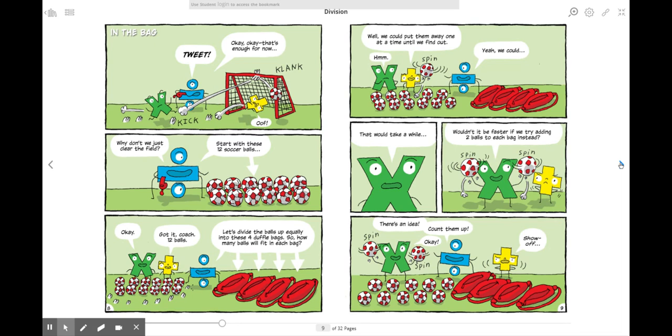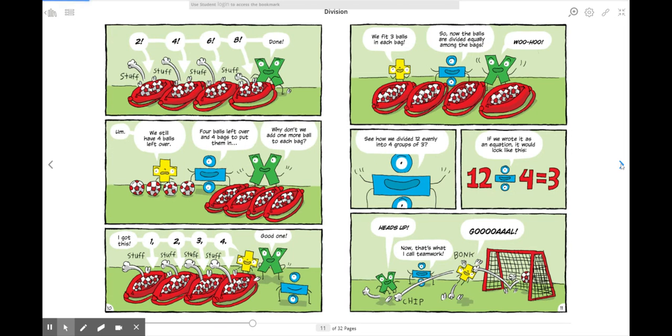Wouldn't it be faster if we try adding 2 balls to each bag instead? There's an idea. Count them up. Okay, show off. 2, 4, 6, 8, done. We still have 4 balls left over. 4 balls left over and 4 bags to put them in. Why don't we add 1 more ball to each bag? I got this. 1, 2, 3, 4. Good one. We fit 3 balls in each bag.